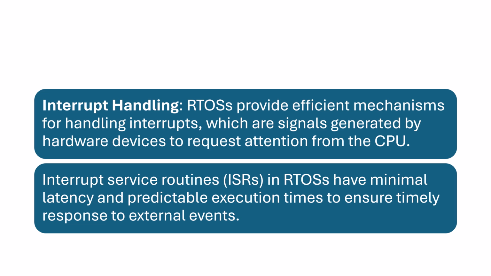So it sends a signal. So the CPU stops and then it services the routine, the interrupt service routine. That's why we call it the interrupt service routine in RTOS, which has minimum latency and predictable execution times to ensure timely response to external events. So this is very important.